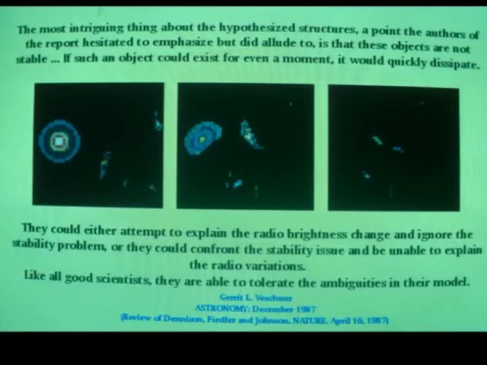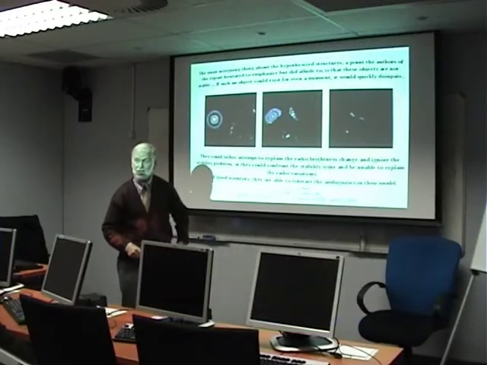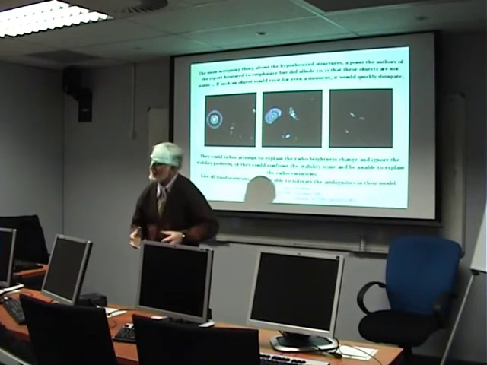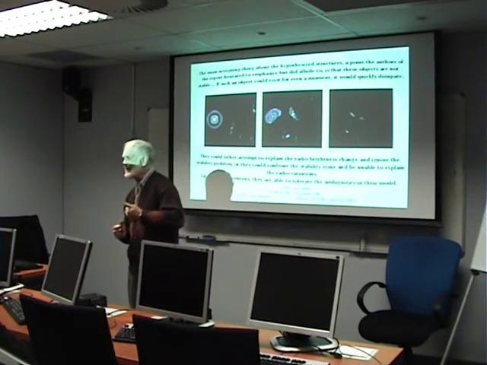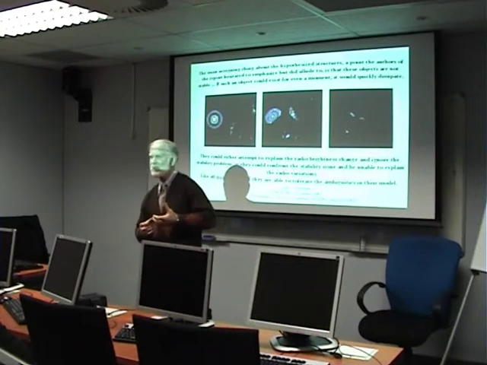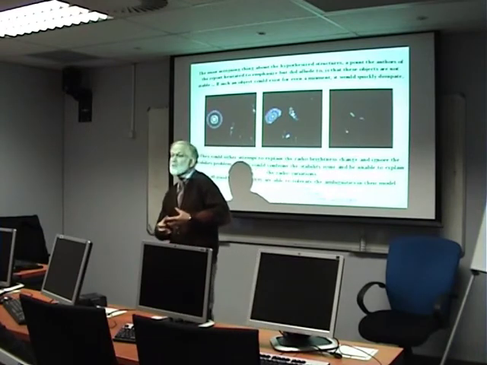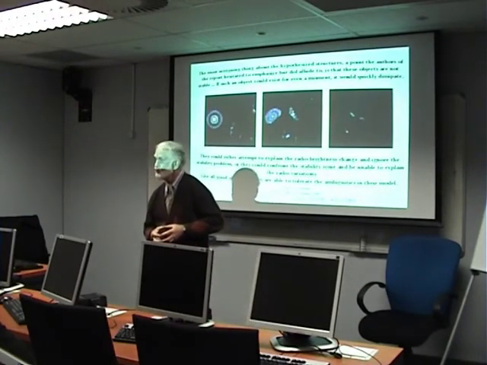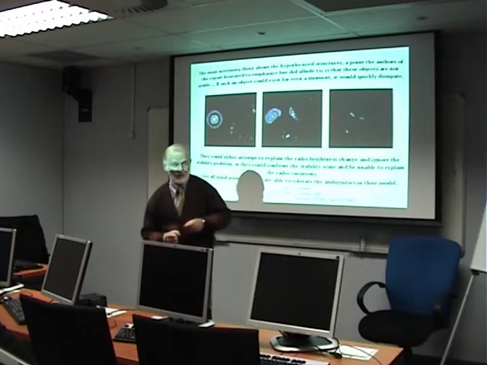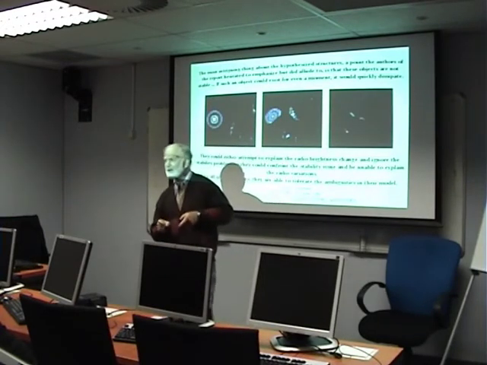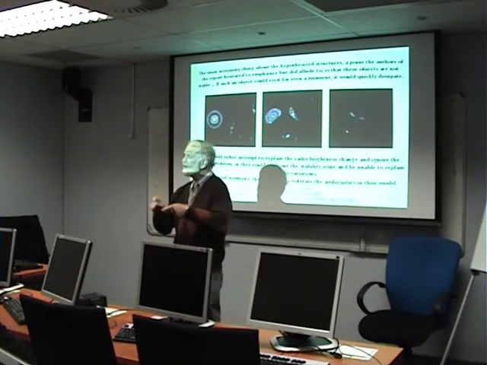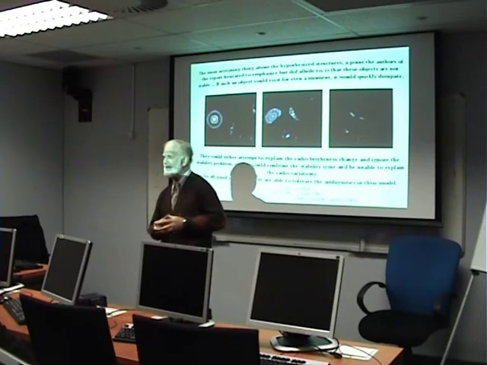They could either attempt to explain the radio brightness change and ignore the stability problem, or they could confront the stability issue and be unable to explain the radio variations. In other words, have no paper to write. But the prestige of a scientist today depends on the number of papers he gets published, especially in the top journals. Now, it doesn't matter whether those papers are true. It doesn't matter if they're important. You've just got to get them published in Nature. So these people are telling us a fairy story just so they can get another paper behind their name.